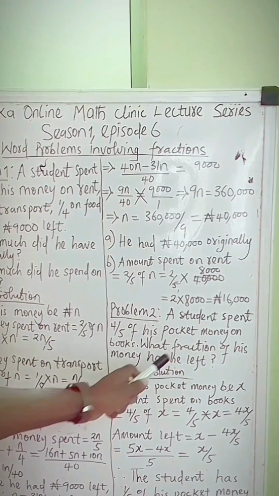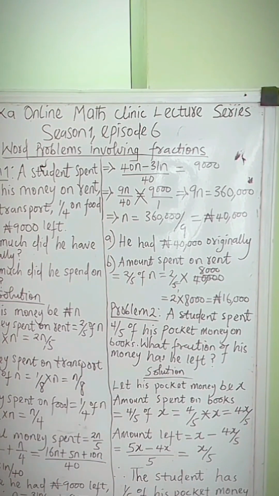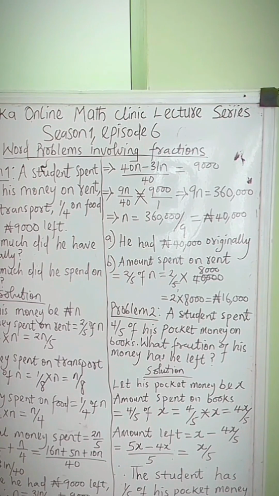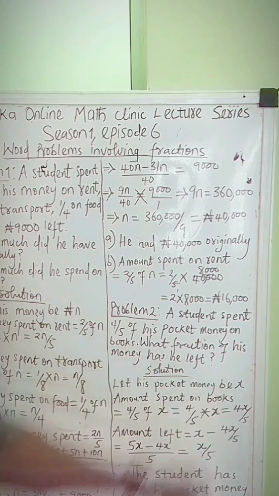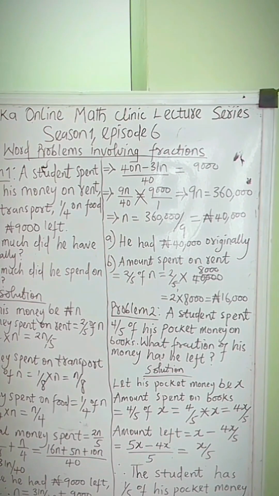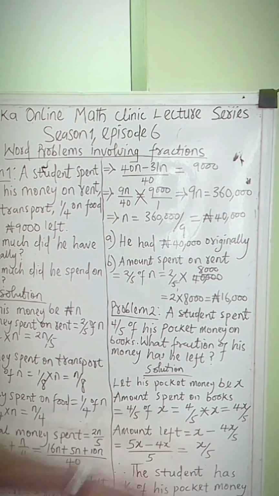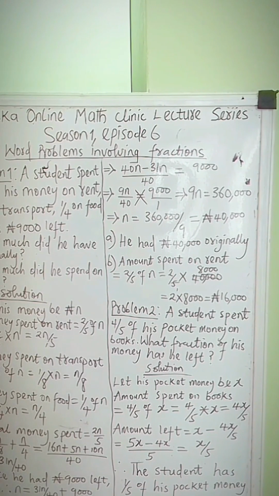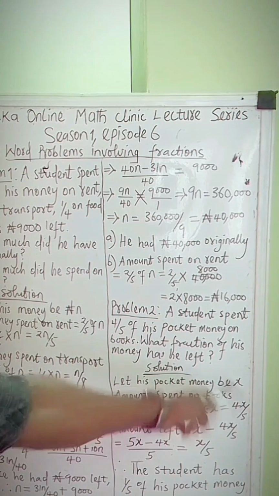So problem 2. A student spent 4 over 5 of his pocket money on books. What fraction of his money has he left? Solution. We also follow the pattern we used in problem 1. Let his pocket money be x. The first thing to do is get the very amount he had originally, that is his pocket money. We don't know his pocket money, so we use any alphabet of our choice to represent it. So let his pocket money be x.